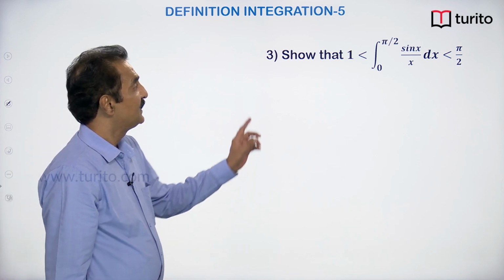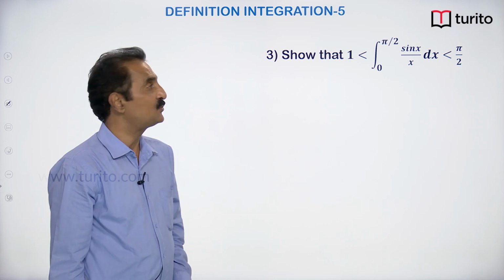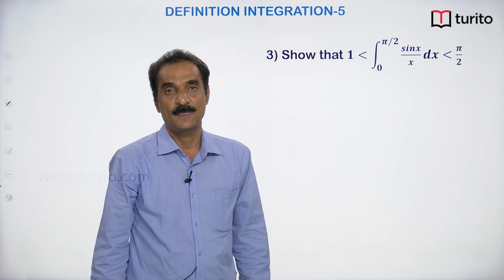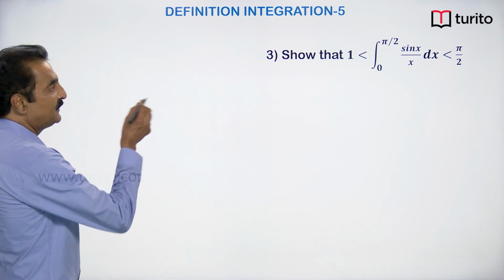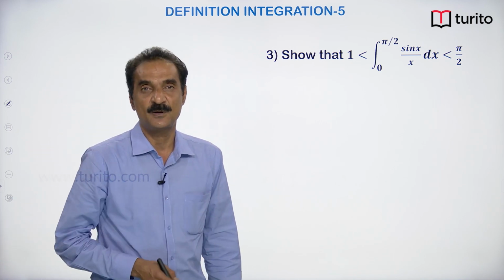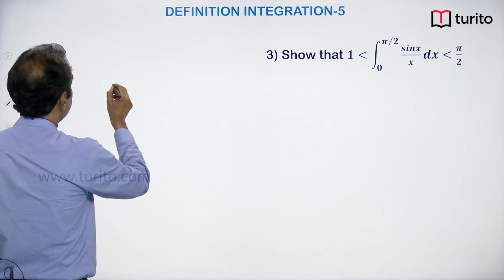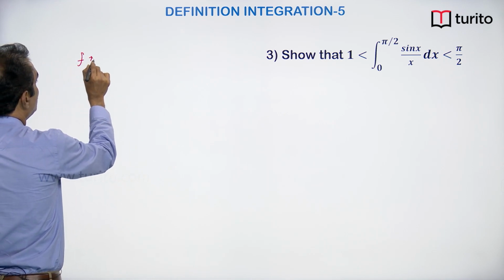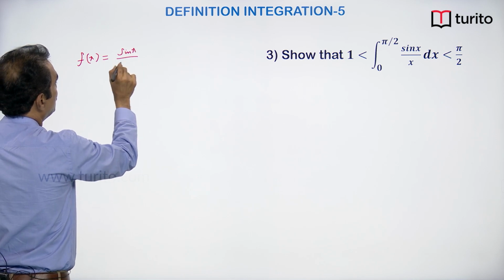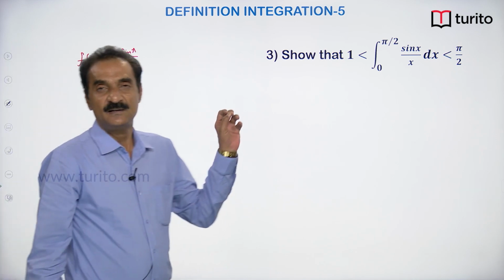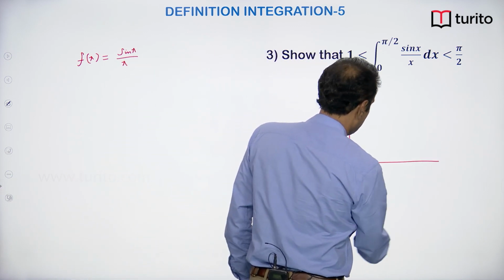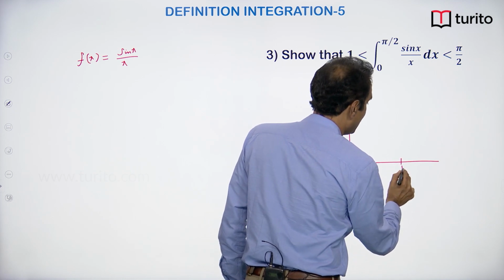Show that 1 is less than integral 0 to pi by 2 sin x by x dx less than pi by 2. We prove this by using the inequalities discussed before starting the problems. Let us take the function f of x is equal to sin x by x and draw the graph in the interval 0 to pi by 2.